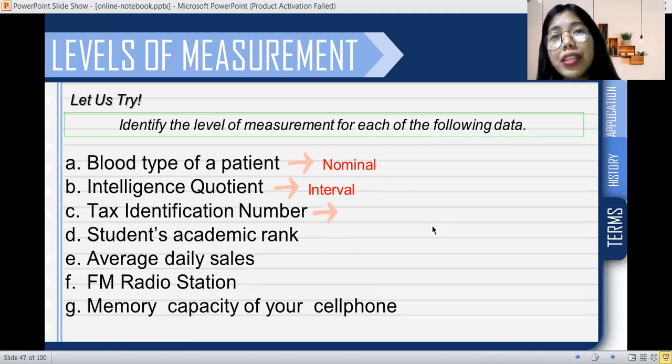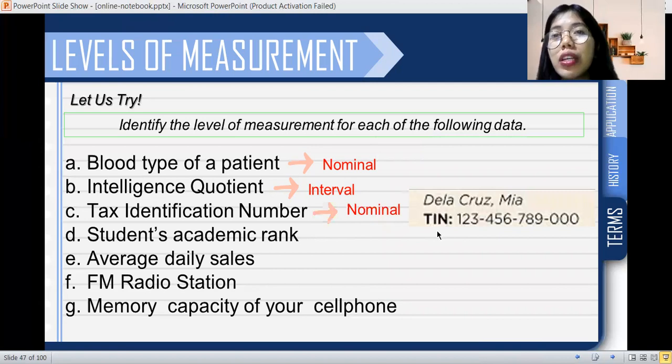And then we also have the tax identification number. Now this one is nominal. Because it is used again to categorize, to describe. The tax identification number is given, so the TIN differs from person to person. So, we each have our own tax identification numbers.